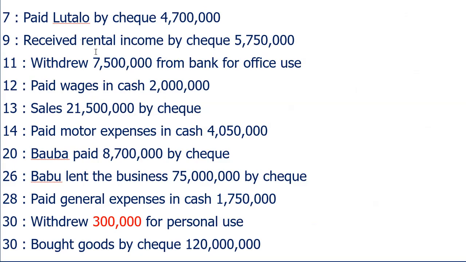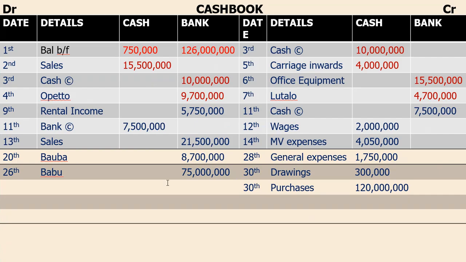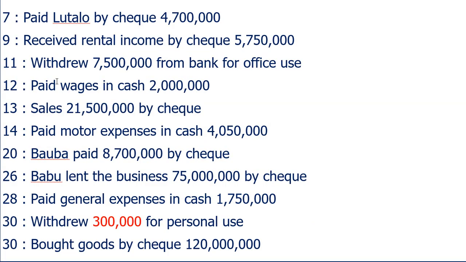Then on the 9th, we received rental income by check. When we receive income, of course, cash at the bank increases. So the 9th rental income is here. The bank column of the cash book is debited.